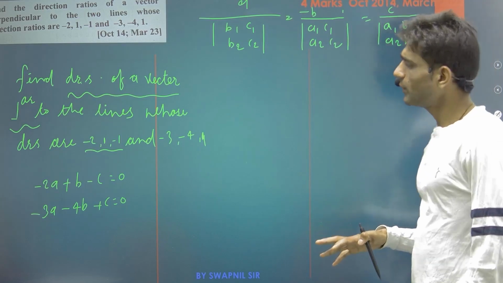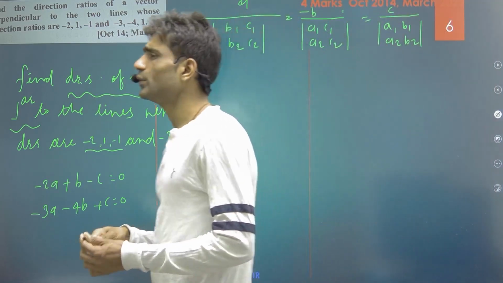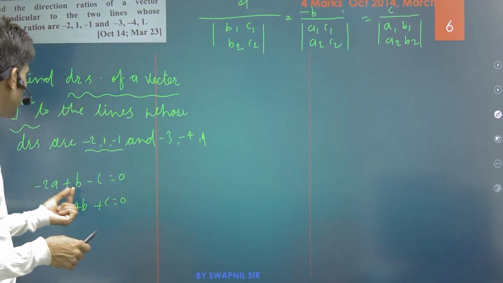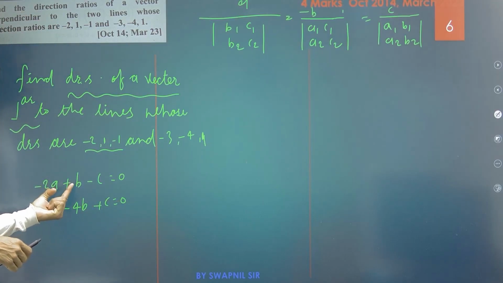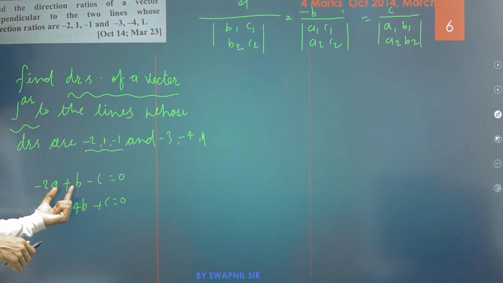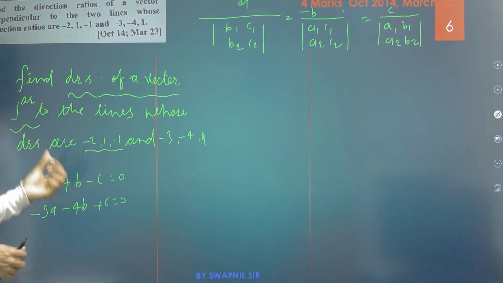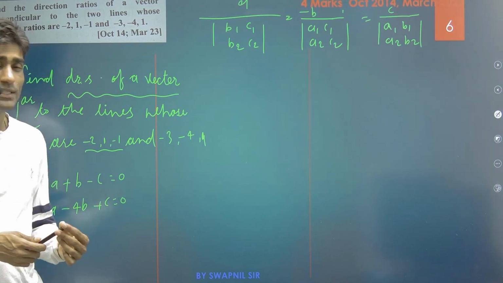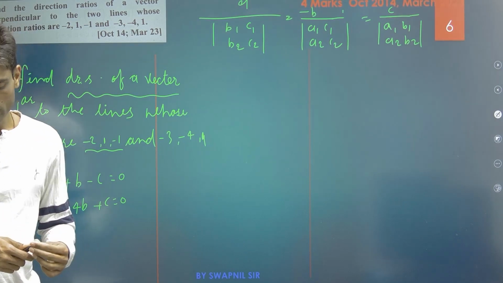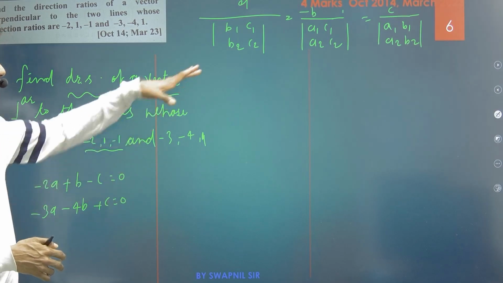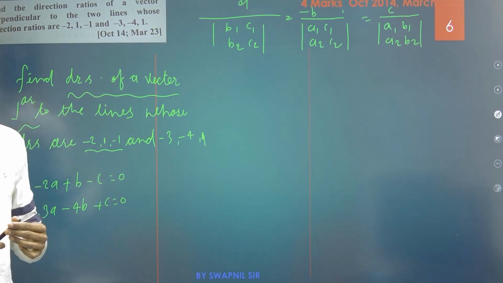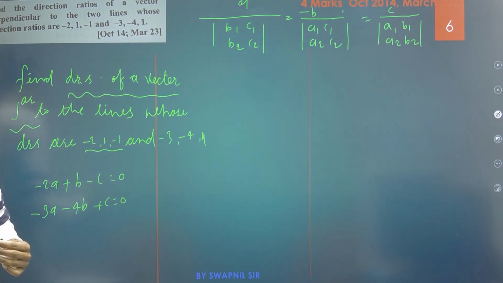Now for finding the values of A1, A2, B1, B2, C1, C2, we take them from here. A1 is -2, B1 is 1 and C1 is -1. A2 is -3, B2 is -4 and C2 is 1. We are going to substitute all these values in our determinants, and the rest is just calculation.